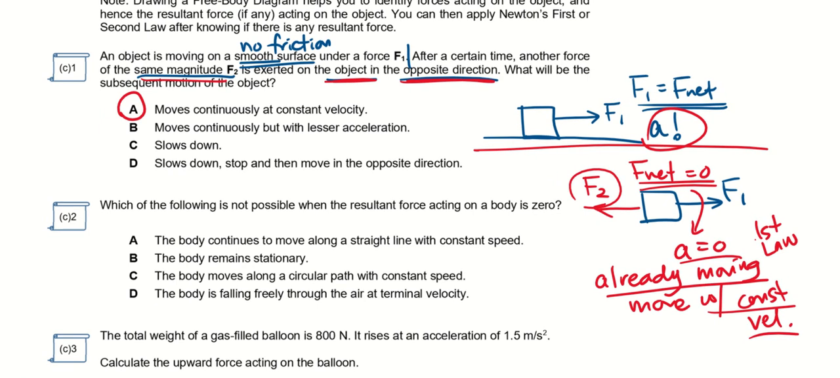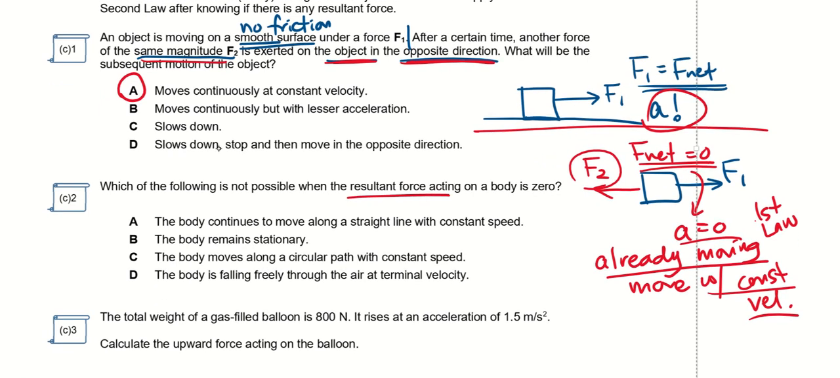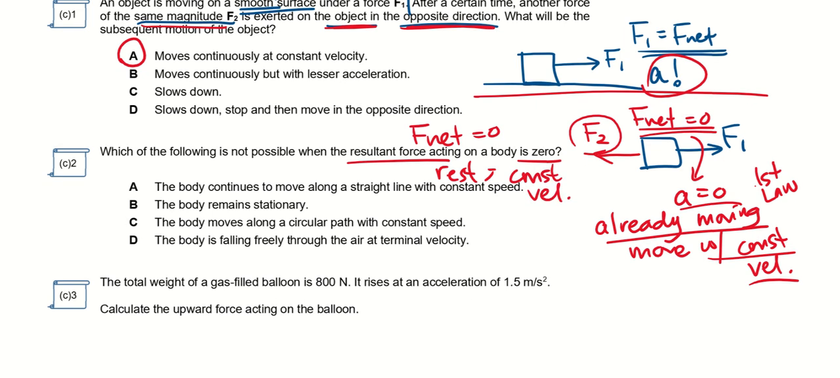Now, which of the following is not possible when the resultant force acting on the body is 0? So they are saying that now Fnet is 0. So what do you think of when Fnet is 0? The body will either remain at rest or move with constant velocity. Okay? So, A is possible, right? The body continues to move along a straight line with constant speed. So this is possible. Okay, but they are looking for not possible. So this is true lah. A is true. The body remains stationary.